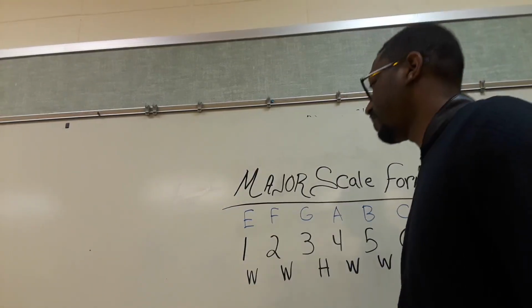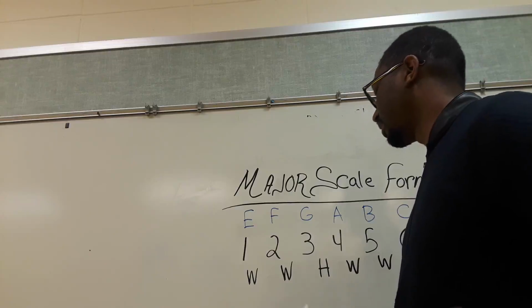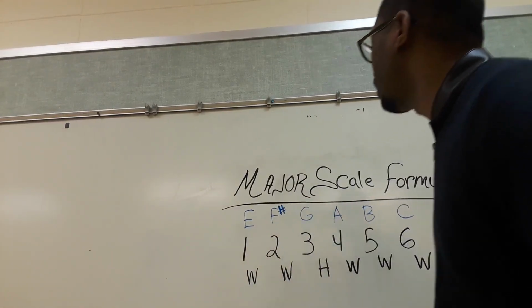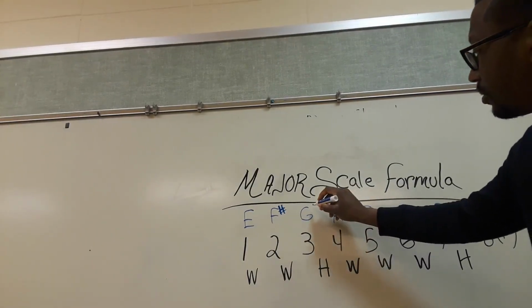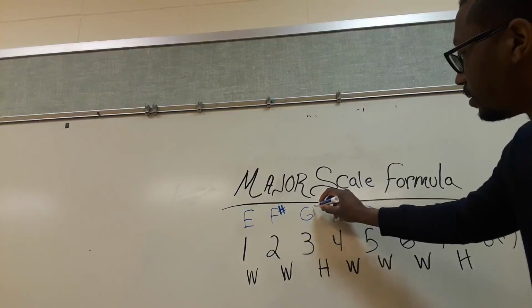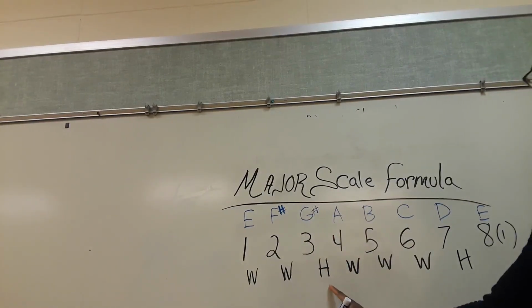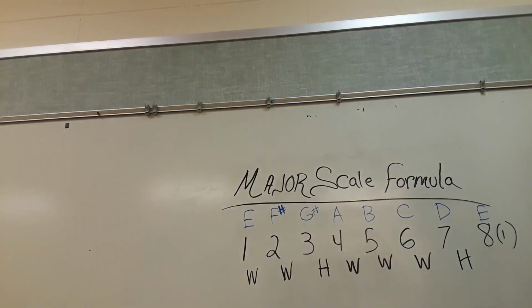So E to F, is that a whole step? No, because we haven't skipped anything. So we have to sharp it. Okay, F sharp to G becomes a half step now, so we have to sharp this as well. All right, G sharp to A is already a half step. We don't skip anything from G sharp to A, so we're good now.